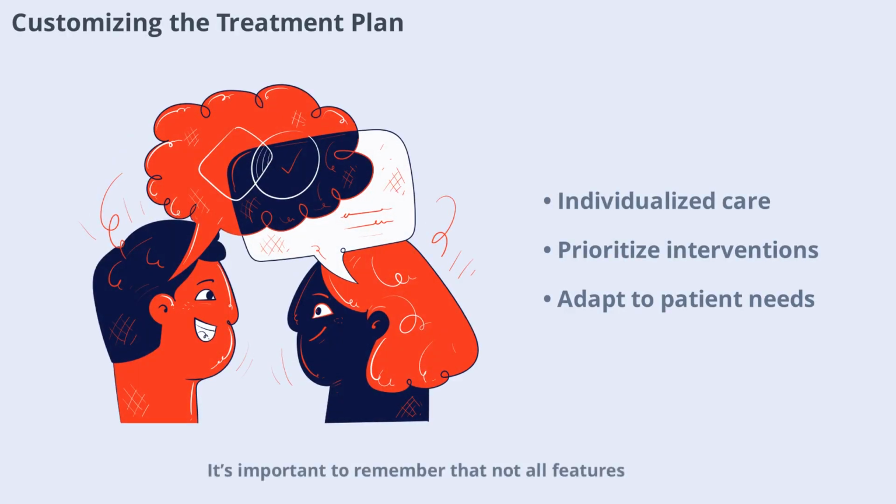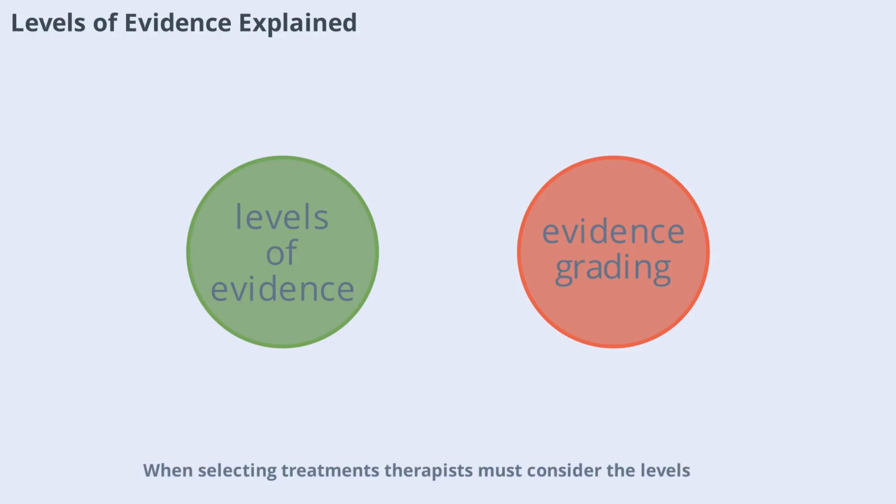It's important to remember that not all features of oxygen transport can be altered in every patient. The treatment plan should always be customized based on the patient's specific condition, needs, and response to therapy. For example, in the intensive care unit, airway clearance may take priority over mobility exercises if mucus obstruction is causing atelectasis. When selecting treatments, therapists must consider the levels of scientific evidence supporting each intervention.